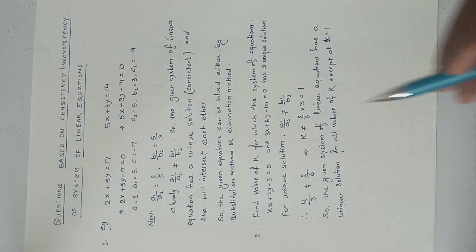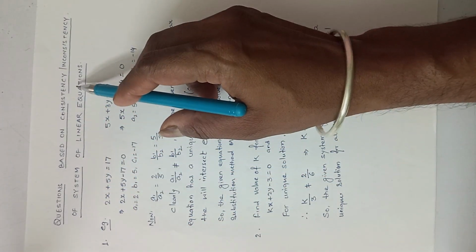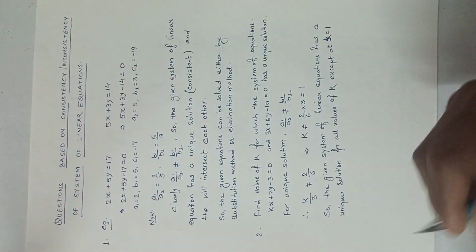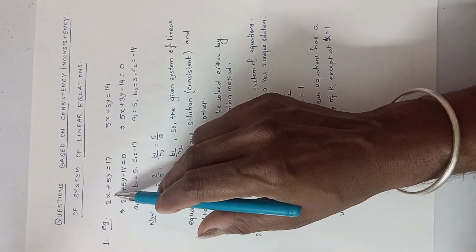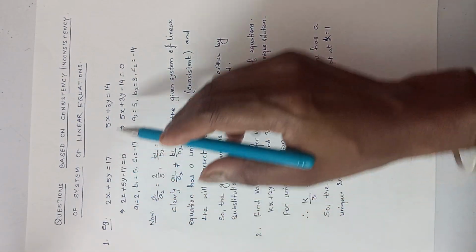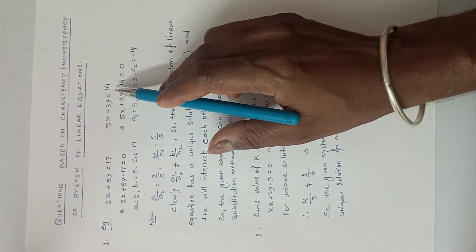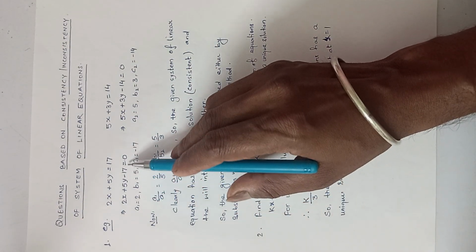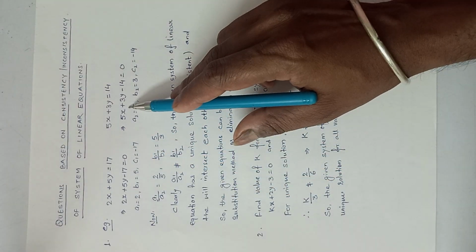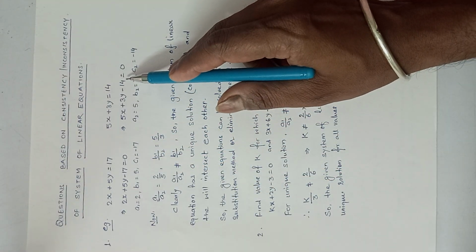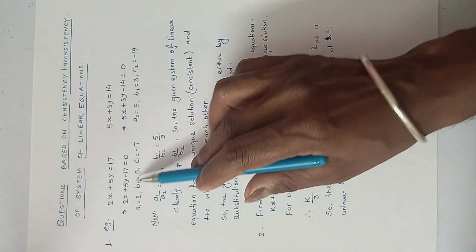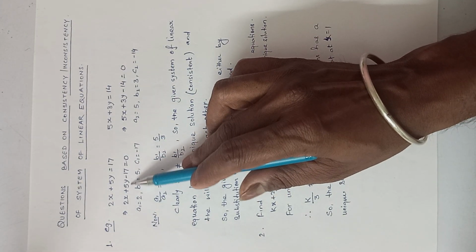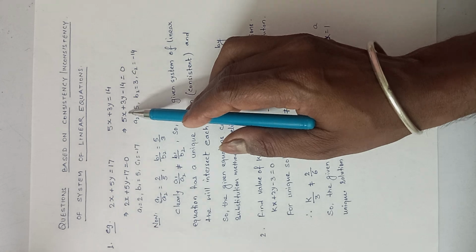Hello friends, today we will be seeing the questions based on consistency and inconsistency of system of linear equations. So the first question is 2x plus 5y equals 17 and 5x plus 3y equals 14. They can be written as 2x plus 5y minus 17 equals 0 and 5x plus 3y minus 14 equals 0. Always we need to write the equation in the form of ax plus by plus c. That is why I have written these equations like this.